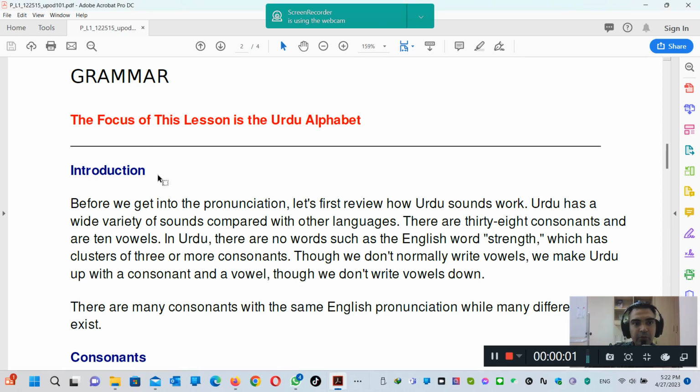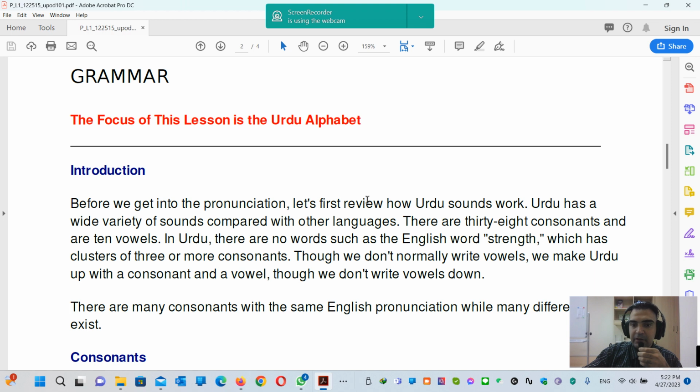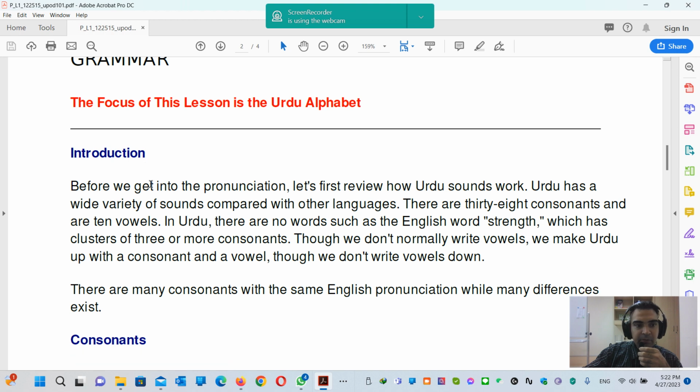Hello everyone. Today we will talk about some pronunciation concepts in the Urdu language overall. The focus of this lesson will be on the alphabets of the Urdu language and the basics regarding those alphabets. So let's see the introduction first.